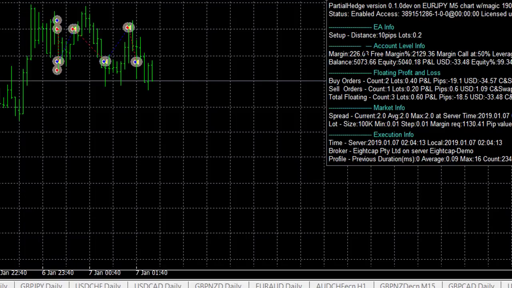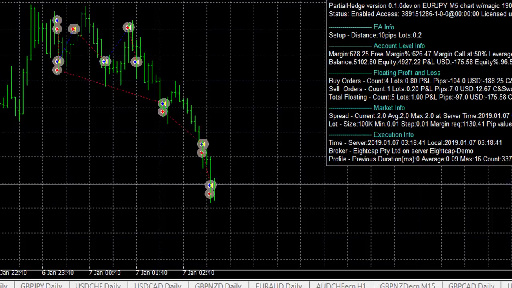Now let's have a look at the situation. You still have margin required because there is an imbalance between the buys and the sells. You can see that there. But look at the balance here. We've got $5,070, and here we have $5,040, which is actually your true profit that you've made so far. So we started to make profit here.